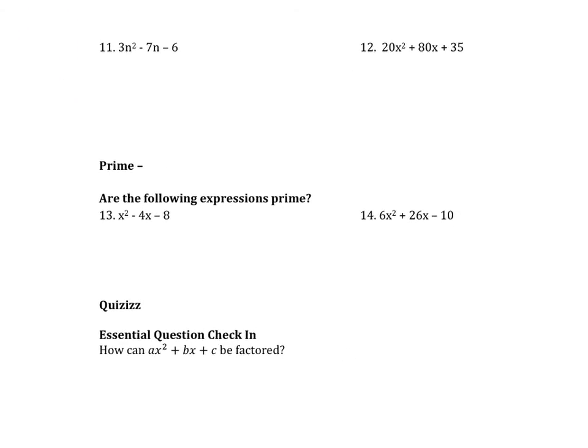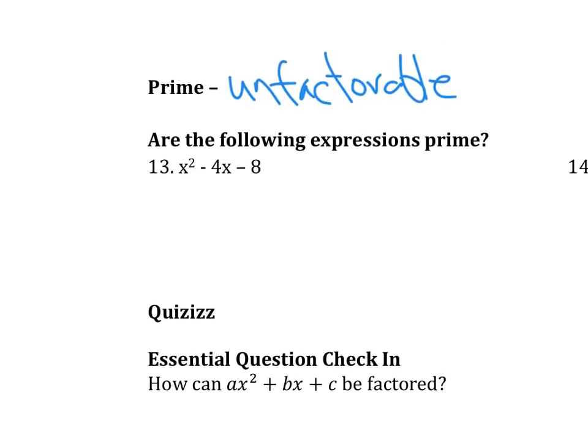All right, now this definition of prime means it's in its simplest terms and it is unfactorable. Okay, that includes GCF, X-box, and grouping. We can't do any factoring to that. So as we look at 13, our GCF is 1, which doesn't do anything, so that is still unfactorable.